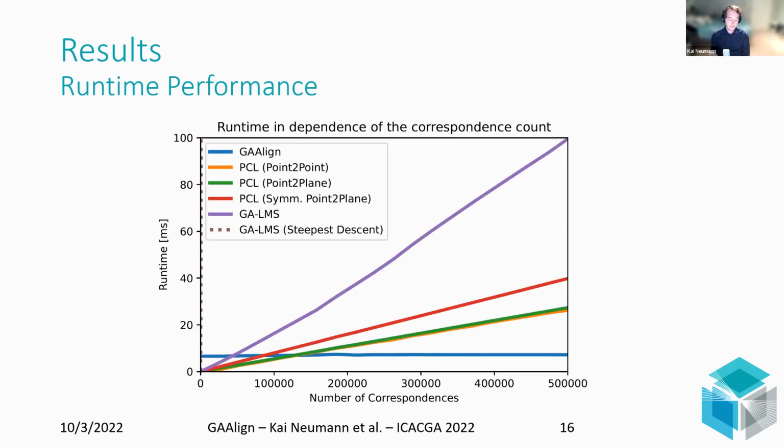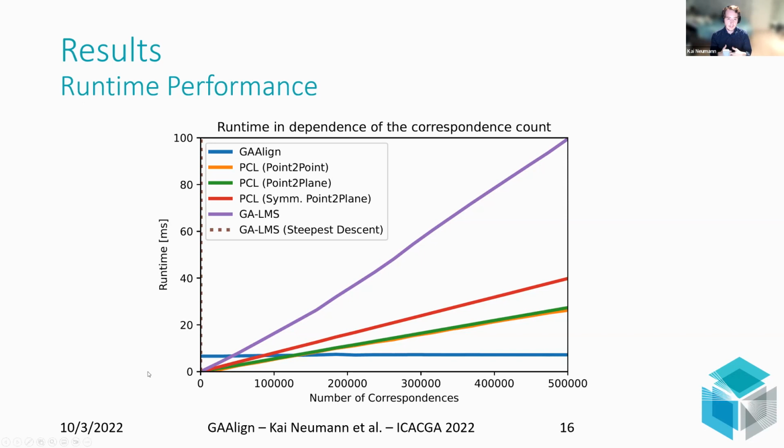Okay, in addition to the robustness test, we also compared the runtime performance. And here we tested over an increasing number of correspondences. So basically how large the input point clouds can be against then the runtime. And on the y-axis, we can see the runtime in milliseconds.